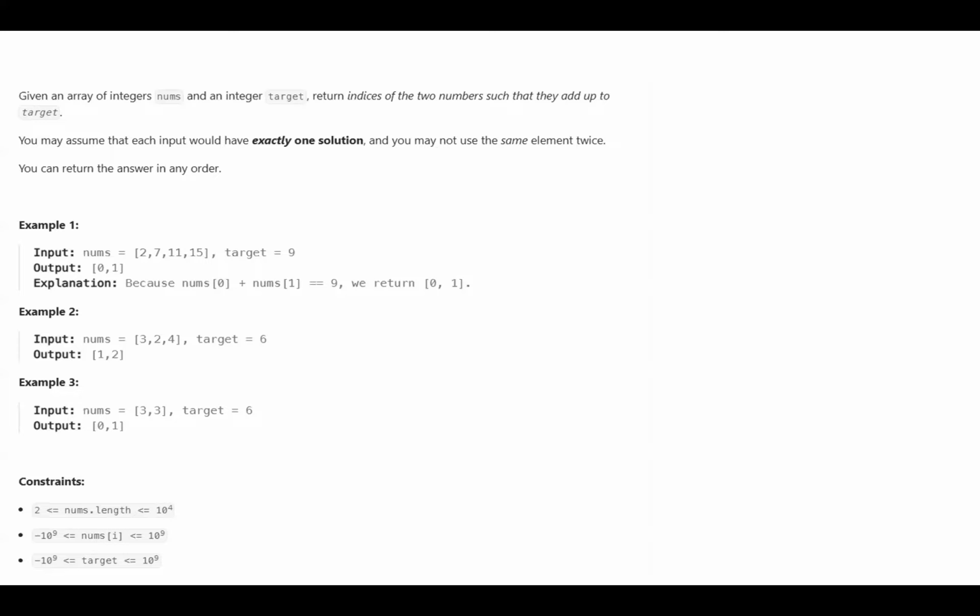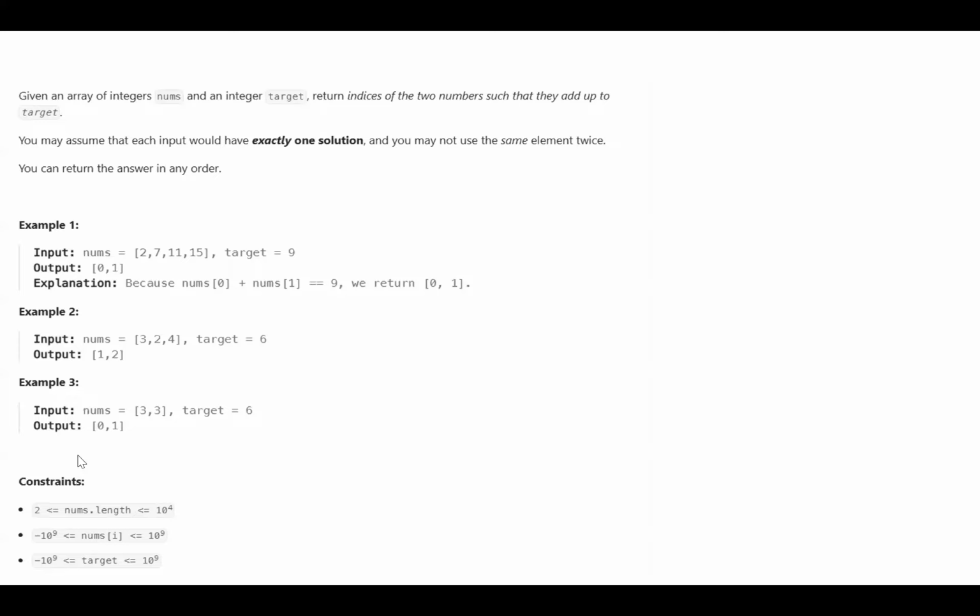Now, what does that mean? Let's see the first example. We have nums, the array 2, 7, 11, 15. What is the index of 11? The index of 11 will be 2. And the target here is 9. Which two numbers sum up to the target? 2 and 7. What is the index of 2? 0, and 7 is 1. So 0 and 1 is what we need.